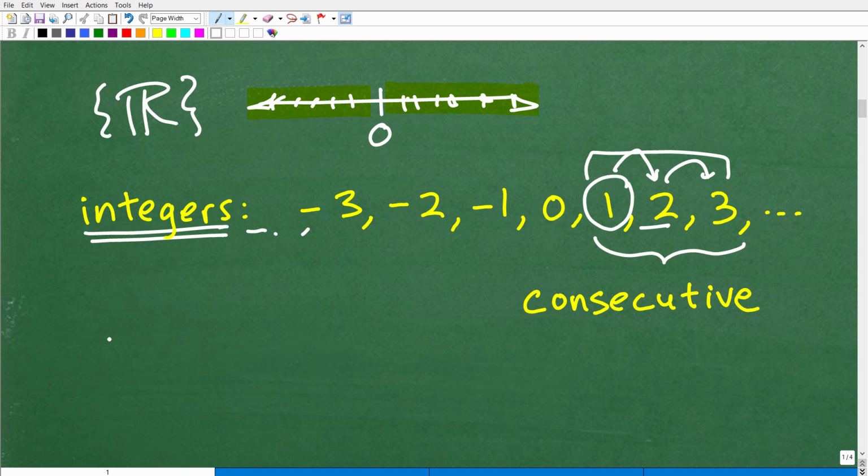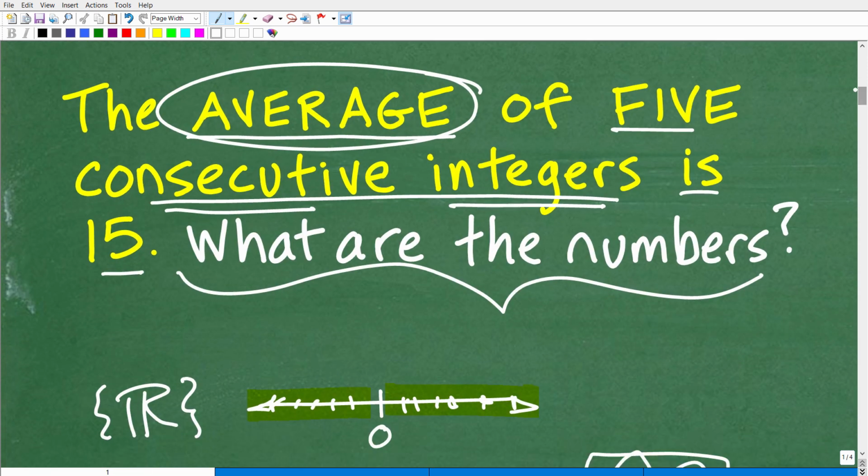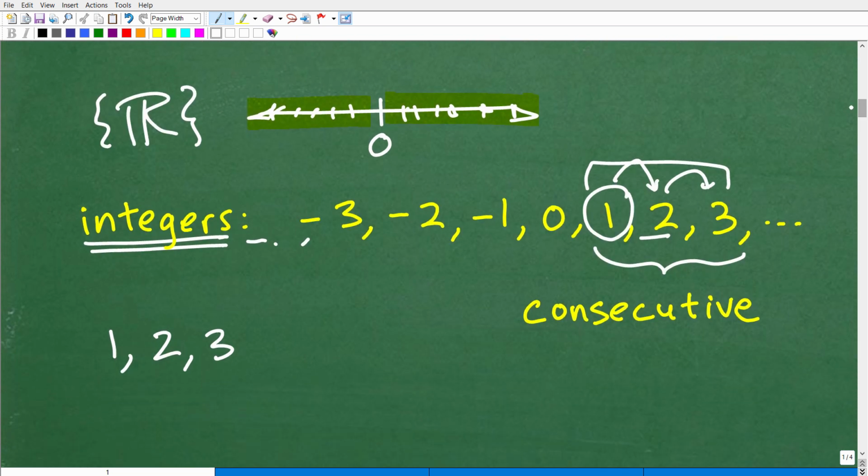So if I wanted to find the average of 1, 2, and 3, how would we find the average? Anytime you take on a word problem and there's some sort of term in here, like average, you have to stop and think about what that means again. And always use a simpler problem, a real basic problem, to review.